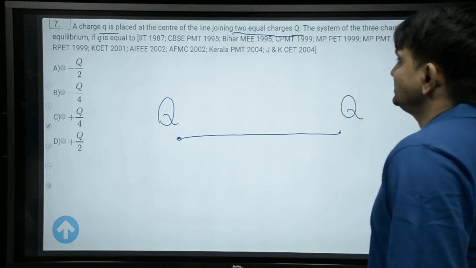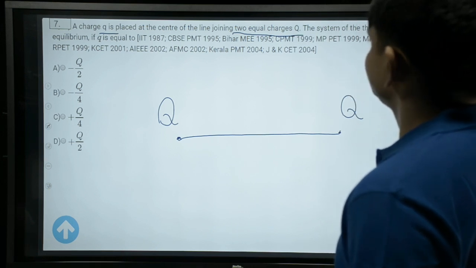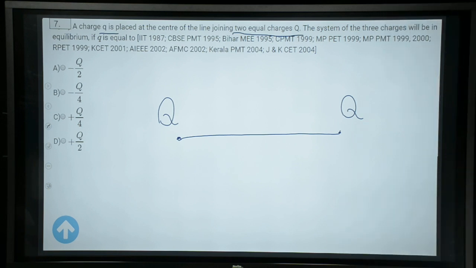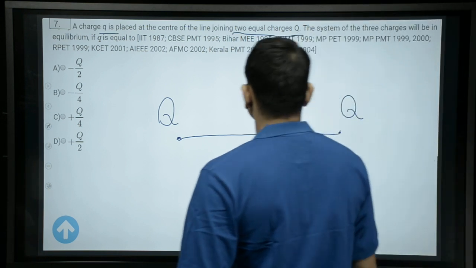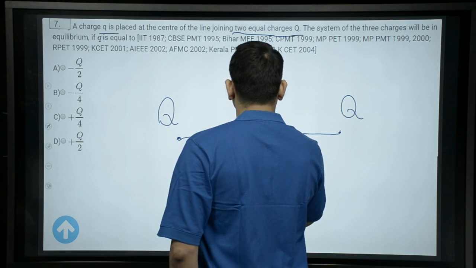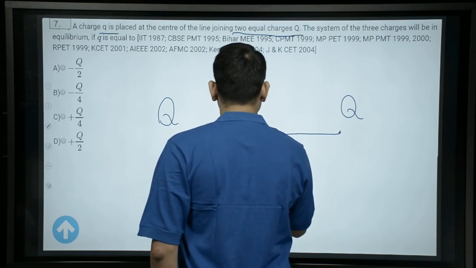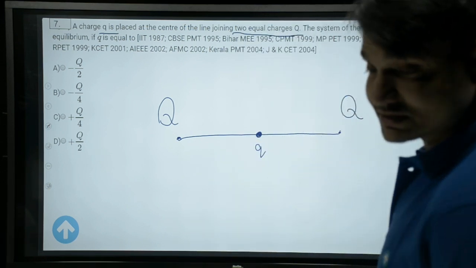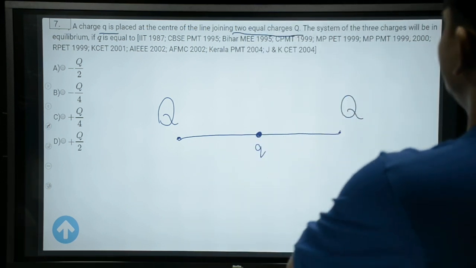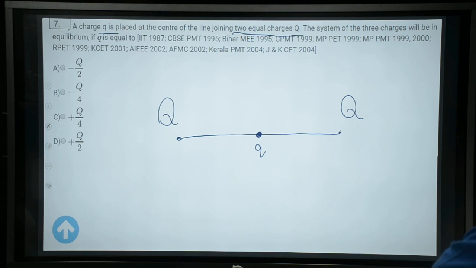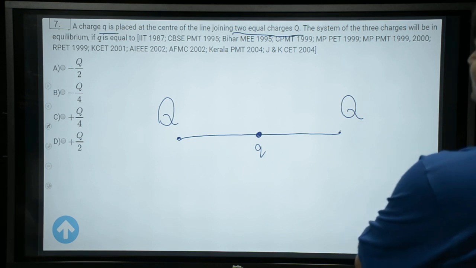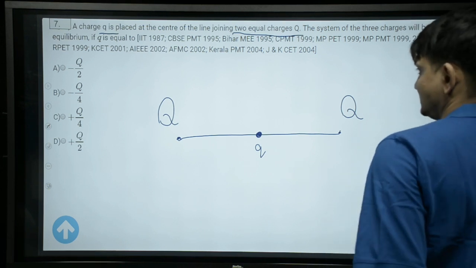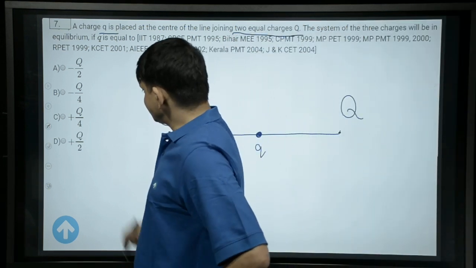Does this question tell us anything about the polarity or the sign of the charges? No. So let's forget that. And this one is the small q. The system of these three charges is supposed to be in equilibrium if q is to be equal to one of these. Means this is our option.